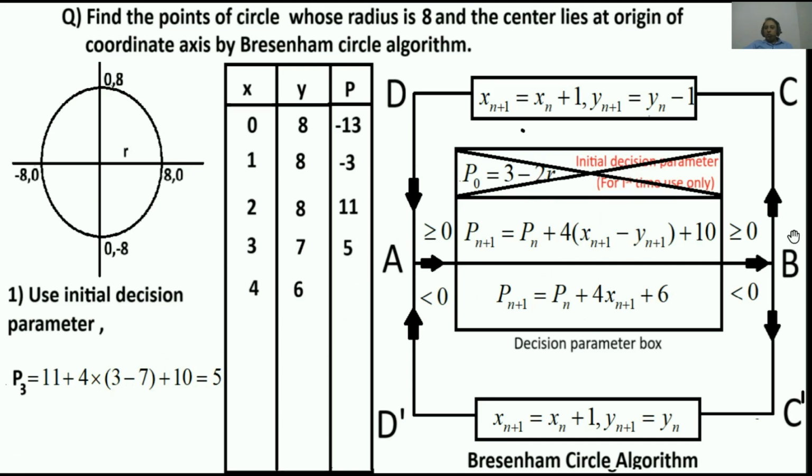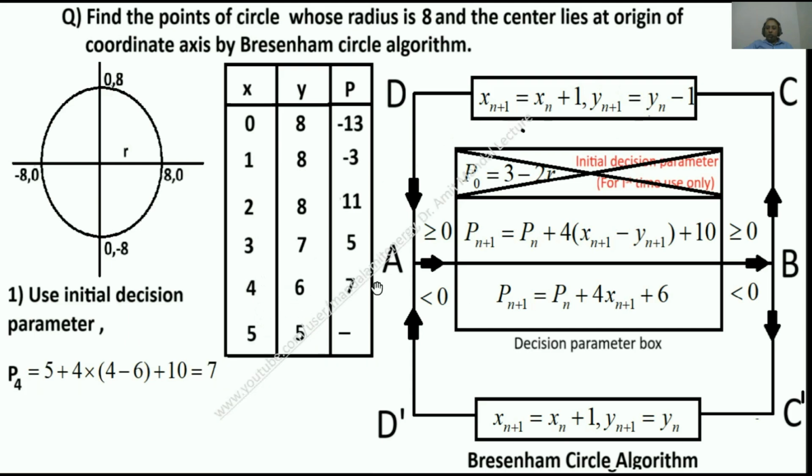In case from the decision parameter box a positive answer comes out, then follow the loop B C D A, which means to the x add 1, to the y subtract 1. Now what will be the next decision parameter? Again, if a positive answer comes out, Pn plus 1 equals Pn plus this. Using that formula, 7 comes out. Again B C D A you have to follow: to the x add 1, and to the y subtract 1. So here you have to stop.